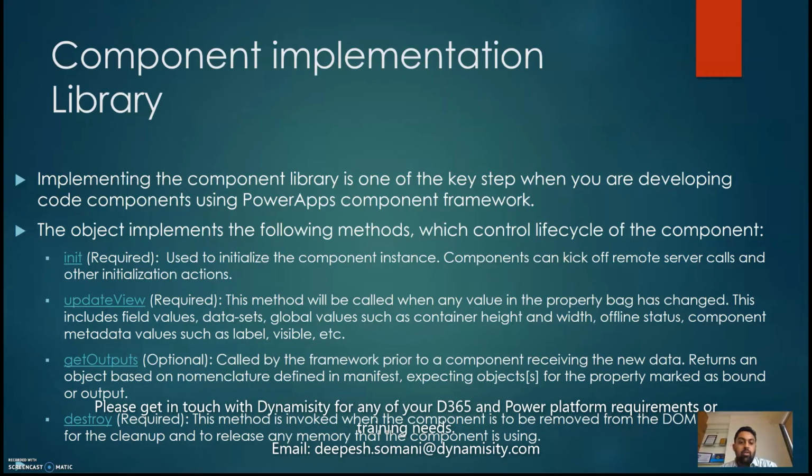Update view. This particular method will be called when any value in the property bag has changed. This includes, for example, field value, data sets, global values like height and width, offline status, and metadata values such as if you are changing the label or visibility, etc. Every time something like that triggers, update view will be called. Get outputs. It is called by the framework prior to a component receiving some new data. It returns an object based on what you have defined in your manifest. So this is again optional. Only when you're passing some data onto your component, that's when you'll require get outputs.